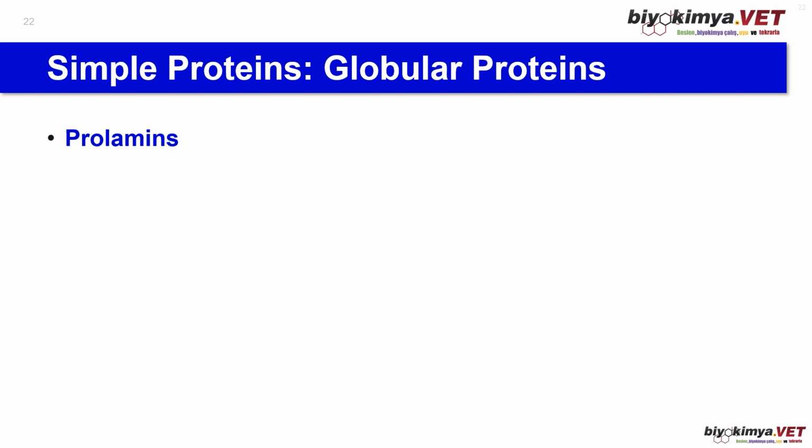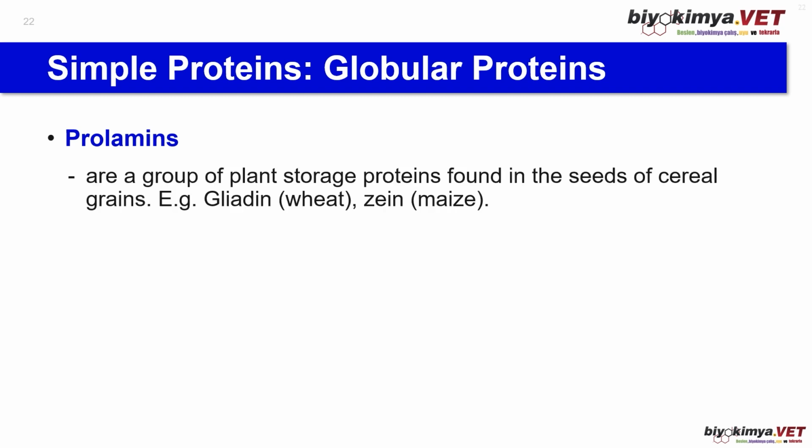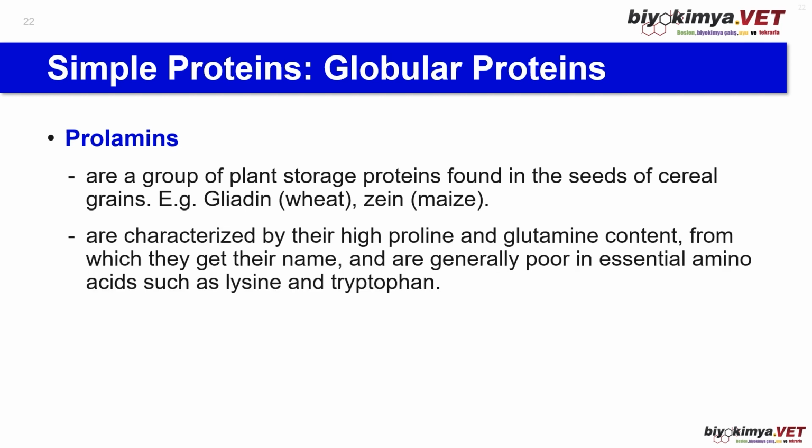Prolamins. Prolamins are a group of plant storage proteins found in the seeds of cereal grains. For example, gliadin in wheat and zein in maize. They are characterized by their high proline and glutamine content, from which they get their name, and are generally poor in essential amino acids such as lysine and tryptophan.